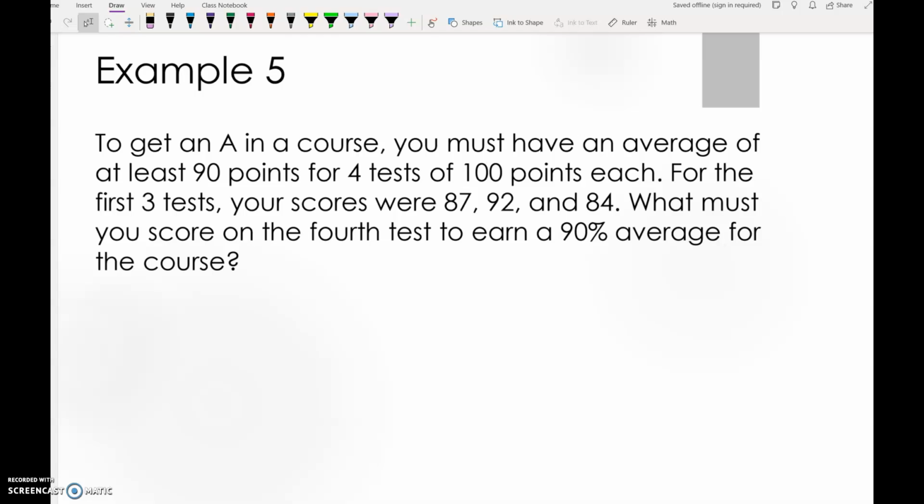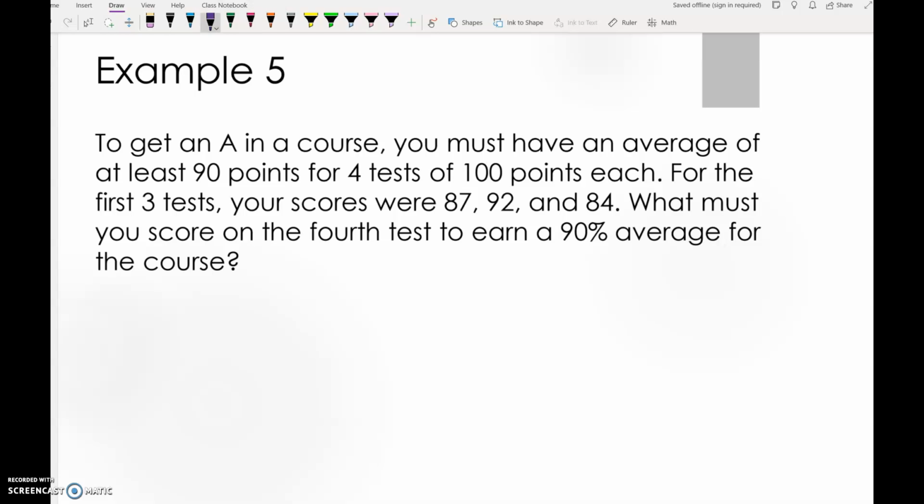To get an A in a course, you must have an average of at least 90 points for 4 tests that are 100 points each. For the first 3 tests, your scores were 87, 92, and 84. What must your score on the 4th test be to earn a 90% average for the course?